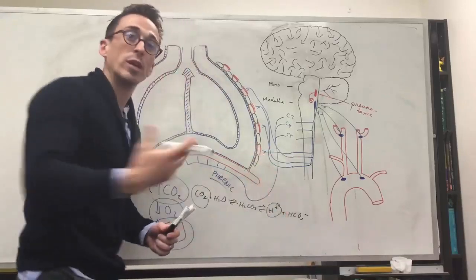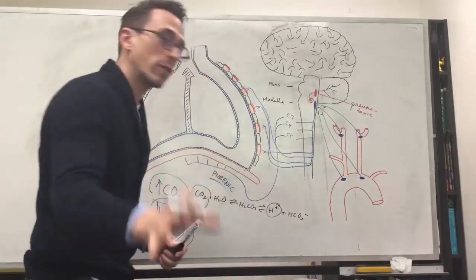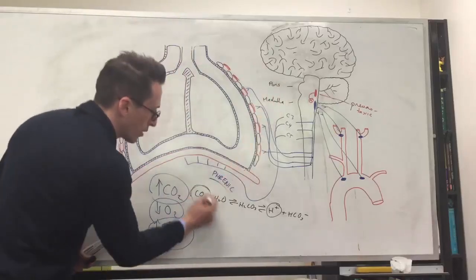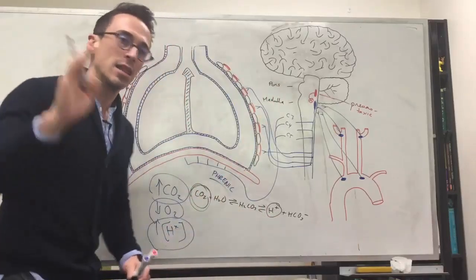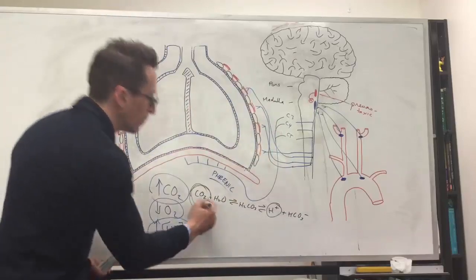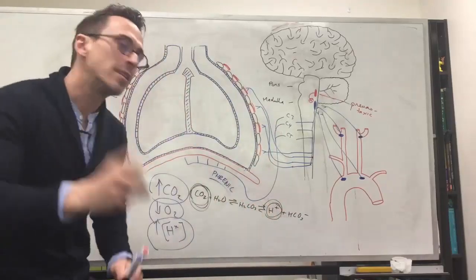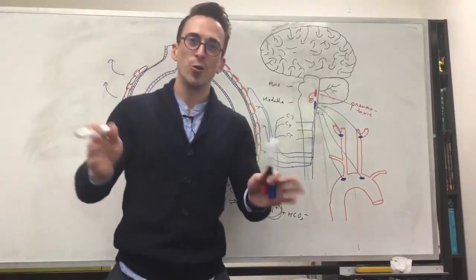We don't like acid. We die if we have too much of it. So one way of getting rid of it is breathing out. Breathe out CO2, breathe out acid. Therefore, the body is most receptive to CO2 and acid as stimulators to breathe. And that is the neural control of breathing.